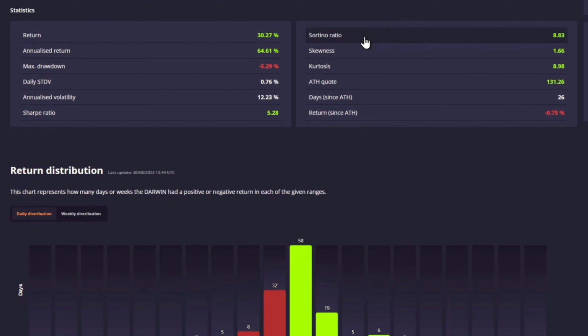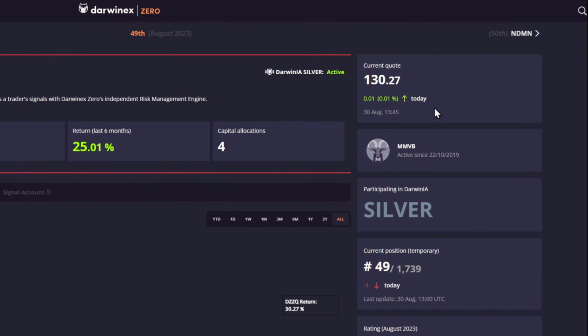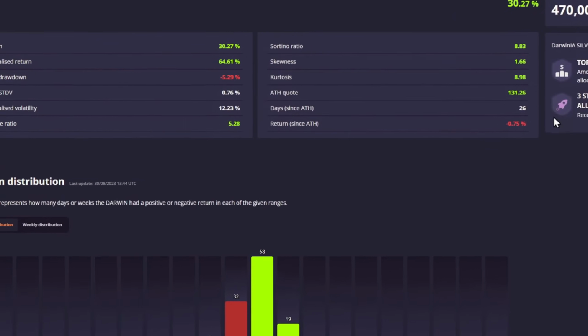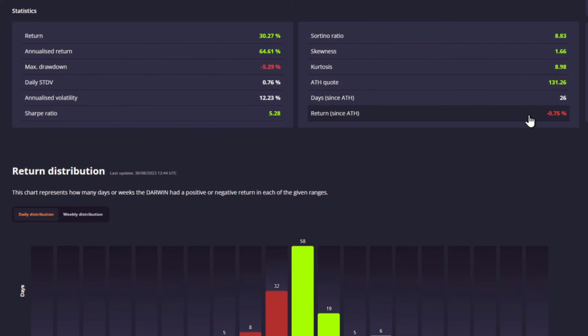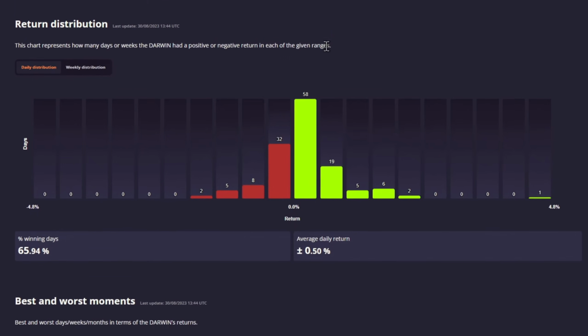The ATH quote here is the quote at the time of the Darwin's all-time high, and you can compare this with the current quote here at the top, and also see how many days it's been since the all-time high was recorded, and the return since then, which of course will always either be negative or zero. For the statisticians amongst you, we also provide the skewness and kurtosis of the return distribution, but I'll come back to these in a moment after looking at a visual representation of that return distribution here underneath.